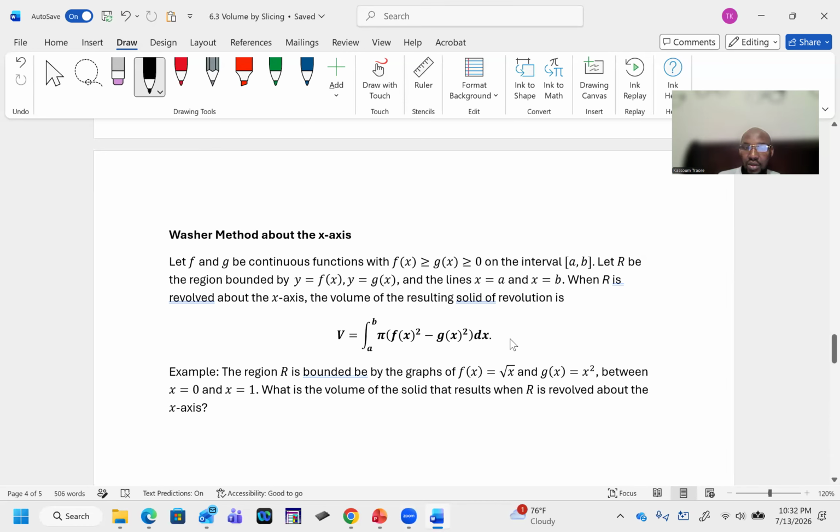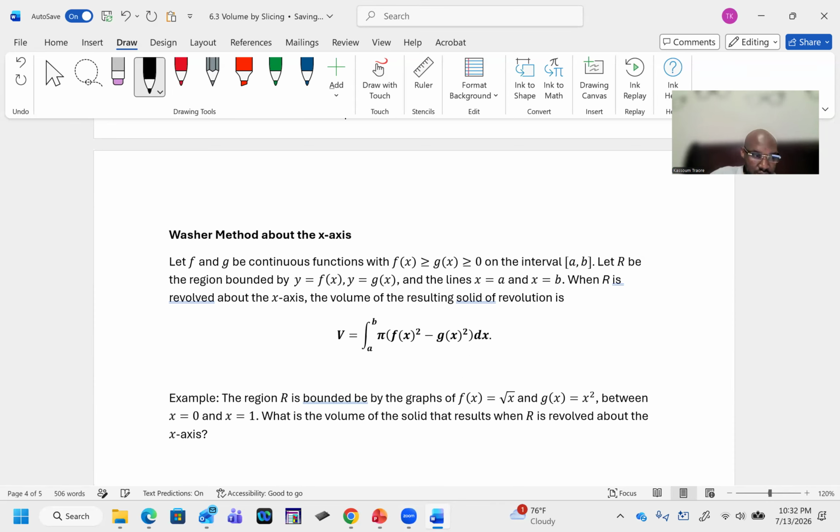So you need to know something about the washer method. In this case, f of x is greater than or equal to g of x, right? So f of x is the outer radius, okay? And g of x is the inner radius all the time, okay?